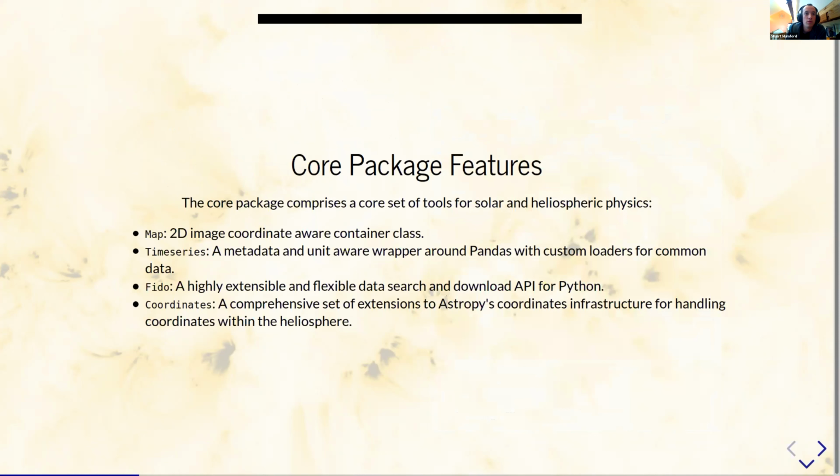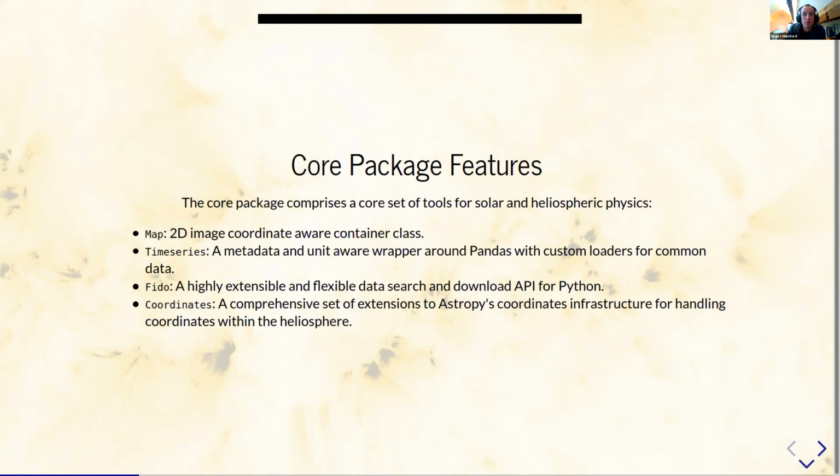The main components of the core package are these 4 things. There's also a bunch of other smaller things and probably some stuff that I've forgotten, but a lot of the functionality in the core package revolves around the map class for 2D images, time series that David mentioned, for time series data, which has metadata and unit support that extends pandas, Fido, which is our search and download API, Python API.